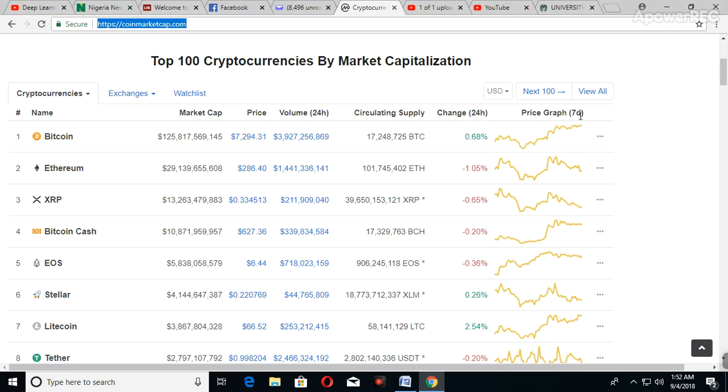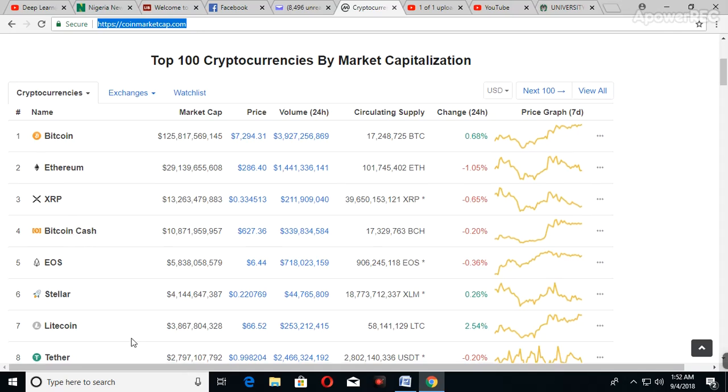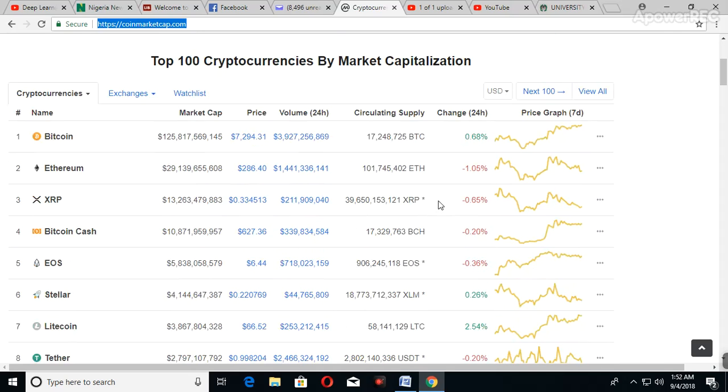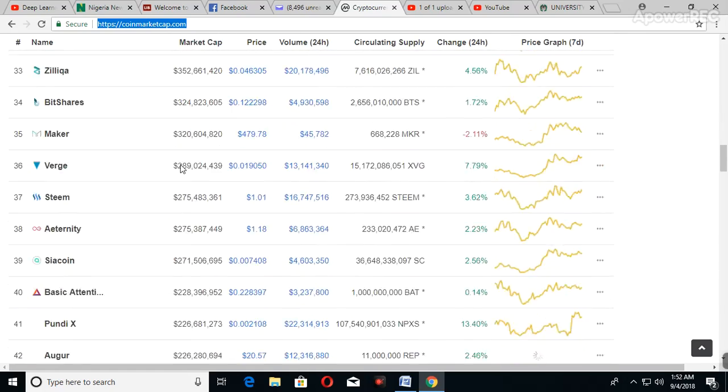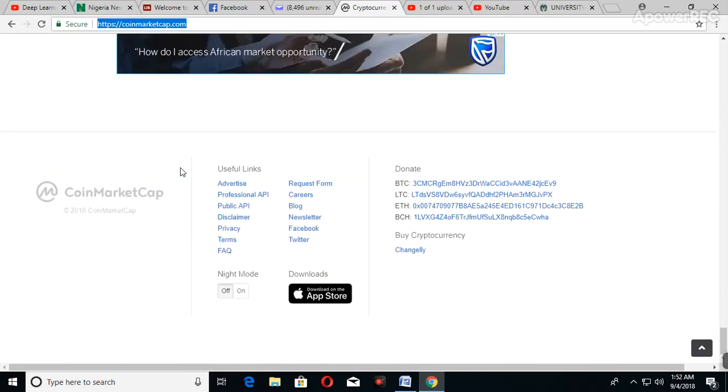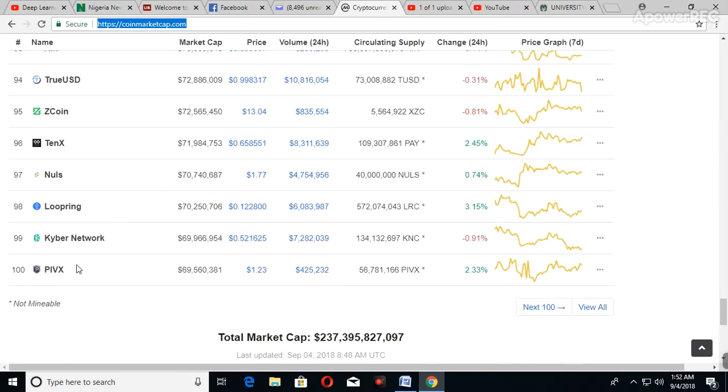price in 7 days. It's the same for other cryptocurrencies like Ethereum, XRP, which is also known as Ripple, Bitcoin Cash, EOS, Stellar, Litecoin, Tether, and all the rest of them. Whenever you go to this website, coinmarketcap.com, you're going to be able to see the first 100 coins. You can see it stopped at 100.